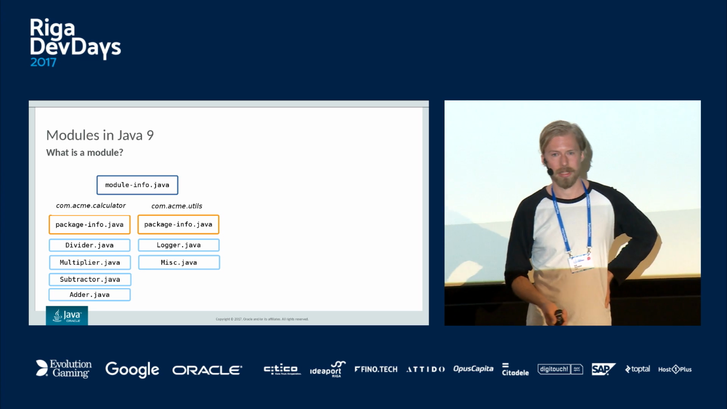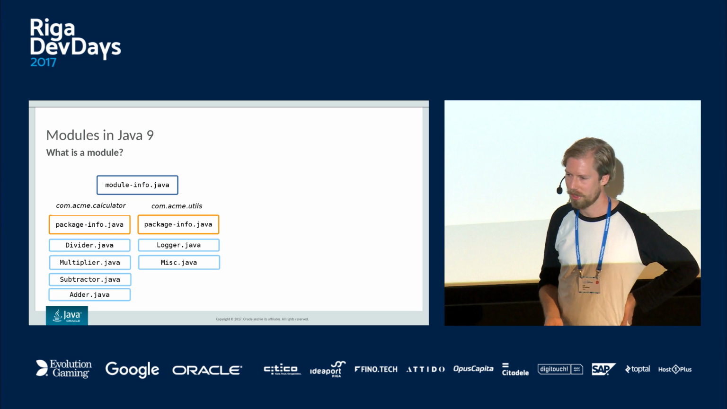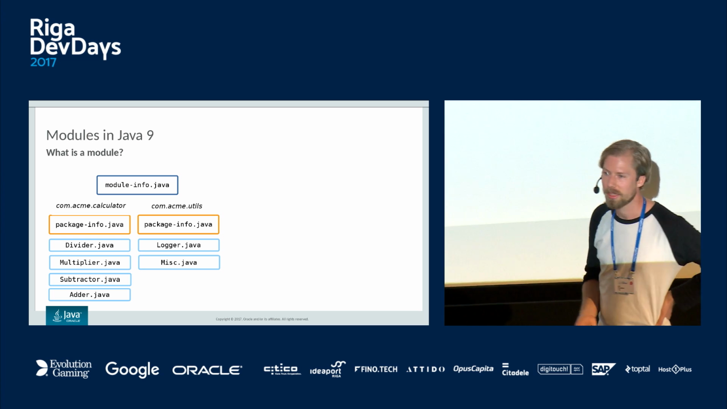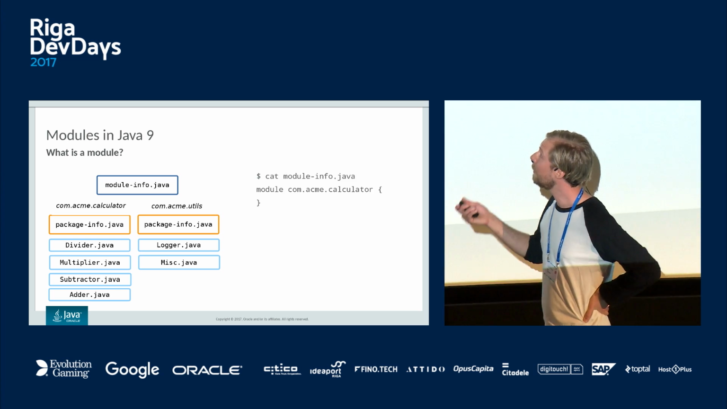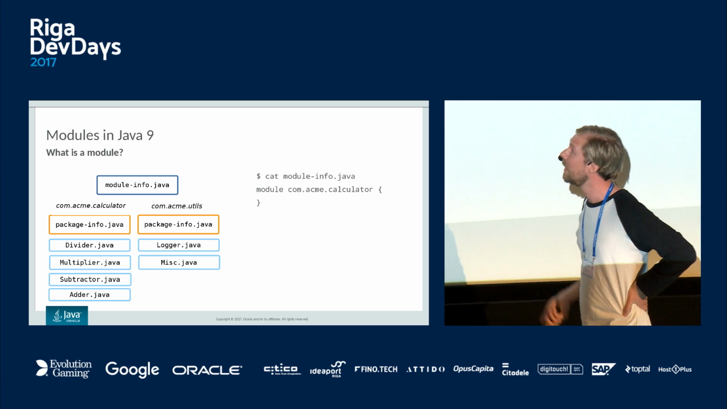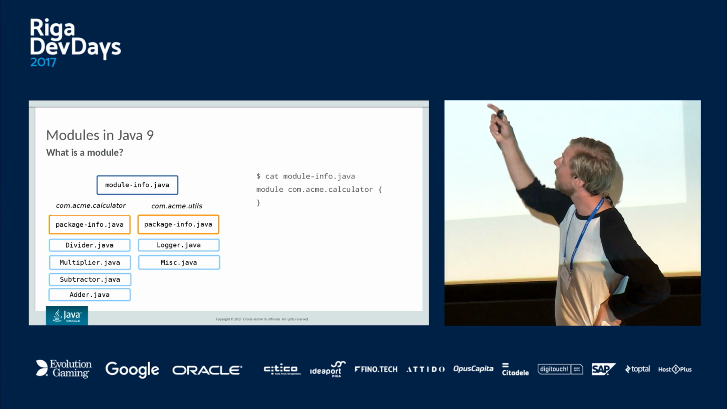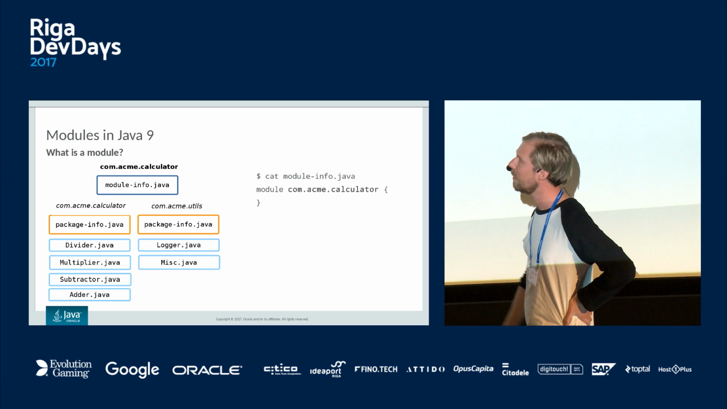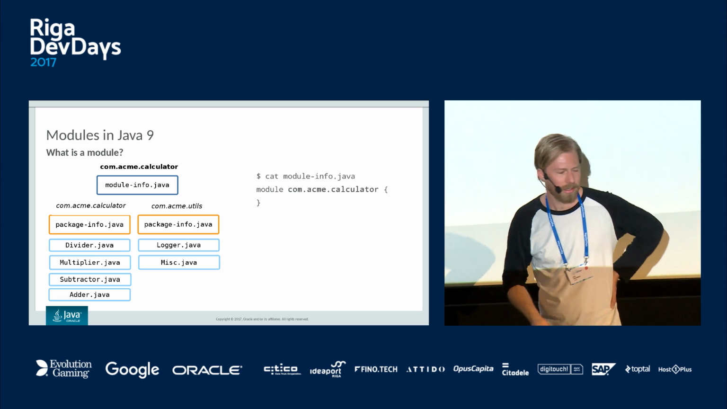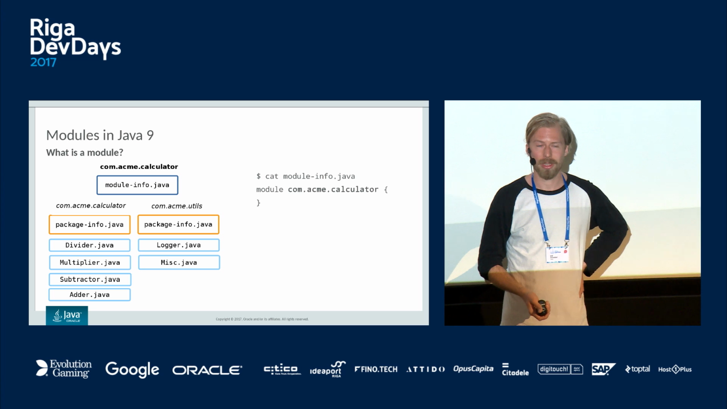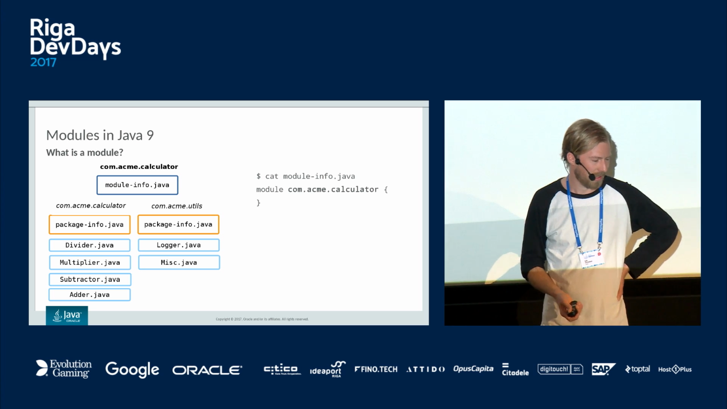So your module will end up in a module-info.java. And what does a module look like? Well, we can just cat it and see. And here we go. We have a module. It has a name called com.acme.calculator. And that's all there is to it for this little library, actually.